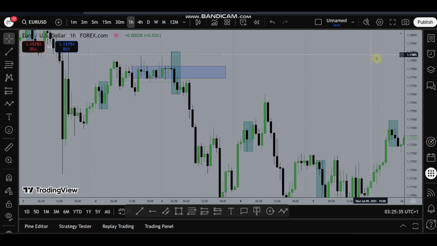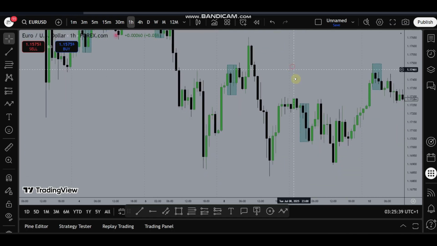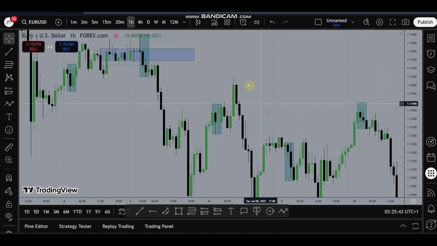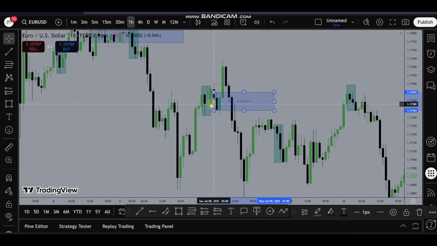Another example, let me look for another example of breaker block. Now I have a typical perfect example of a breaker block. Okay, now look at this price action. You can see there's a break of structure here. There's a break of structure here. And then this guy here is supposed to be my order block.